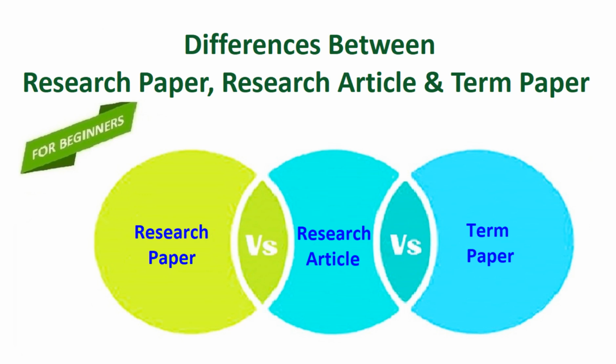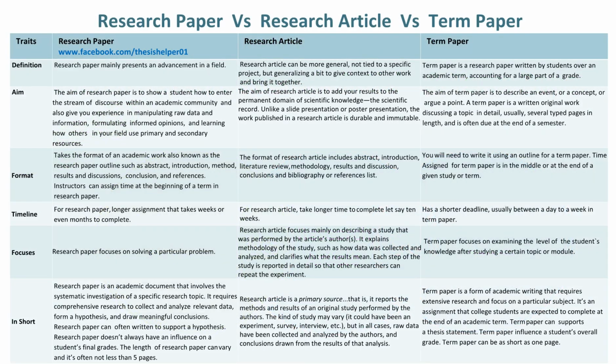Differences between research paper, research article, and term paper. Research paper versus research article versus term paper. Research paper mainly presents an advancement in a field, whereas research article can be more general, not tied to a specific project, but generalizing a bit to give context to other work and bring it together.